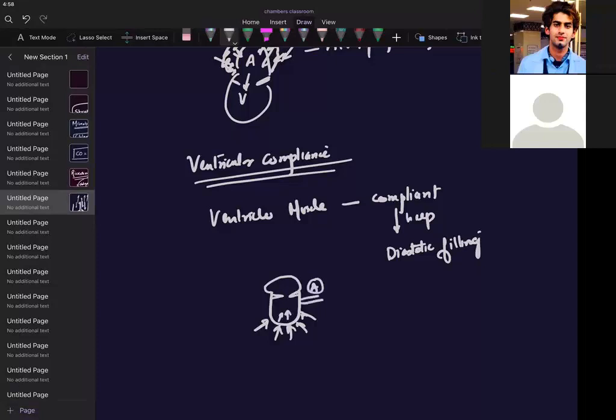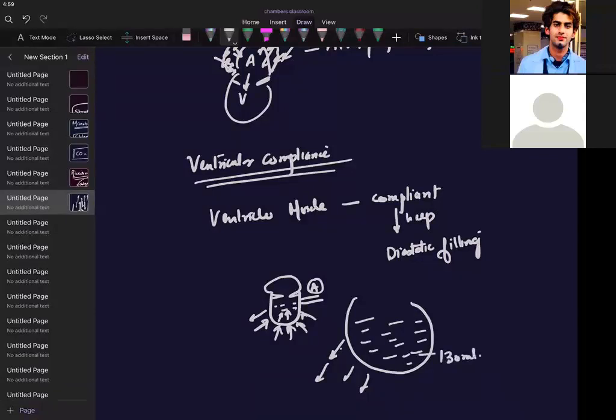But if I take the diastole, I make it like this. Have I actually slowly stretched it? I have stretched it so slowly that I am accommodating more blood here. See here, only some amount of blood is being accommodated. So your normal end diastolic volume is around 130 ml.